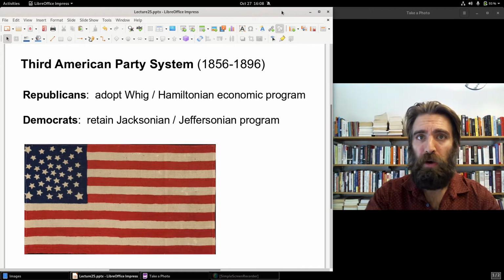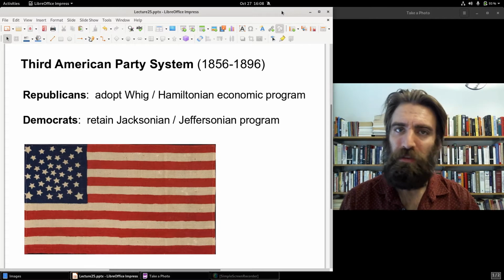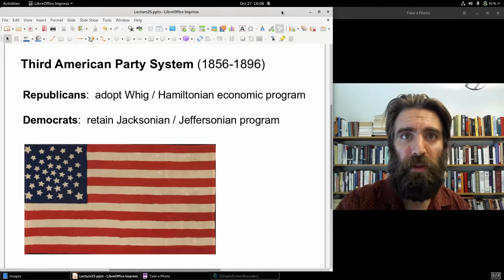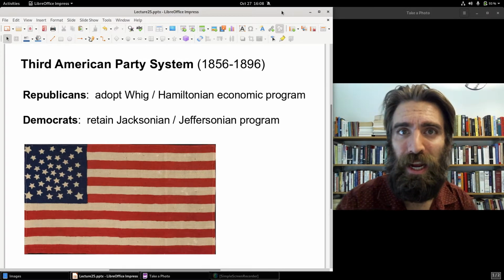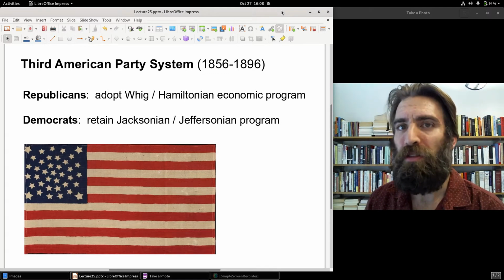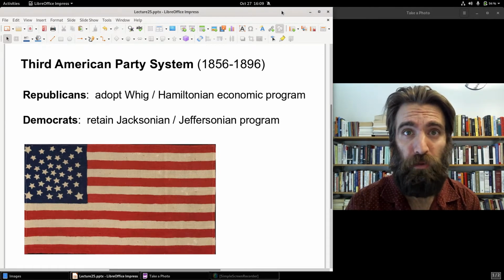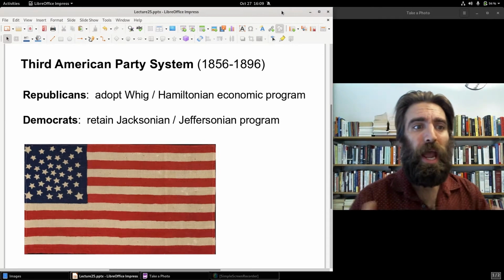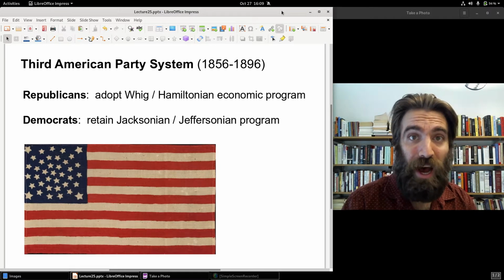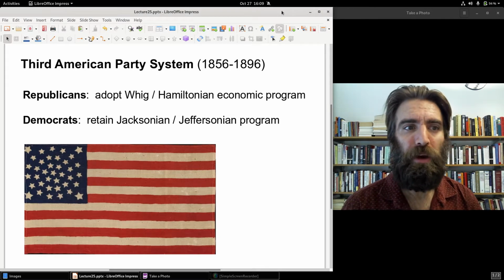The Republican Party emerged in its place, and for our purposes, it's just important to note that the Republican Party are the heirs of the Henry Clay, Alexander Hamilton economic program. Republicans support a protective tariff. Republicans support federal tax dollars for infrastructure projects like railroads. And Republicans support a national banking system, if not a Bank of the United States. So the Republicans, now headed by Abraham Lincoln, have that outlook.